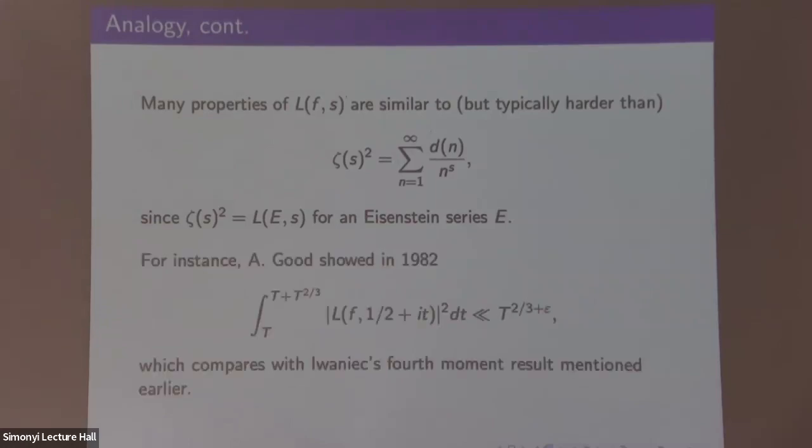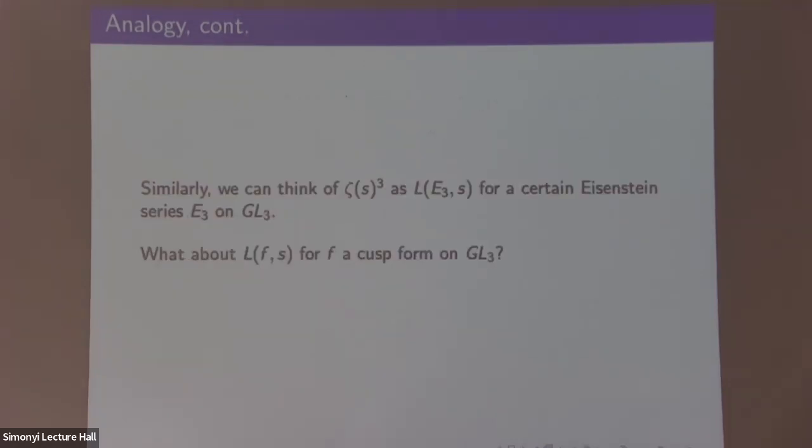cusp forms. And so there's an analog of Ivanyitz's fourth moment result, which is a second moment for a cusp form. If you formally take F to be an Eisenstein series, then this thing that I have right here is zeta to the fourth. And then this is exactly Ivanyitz's result, but for a cusp form. And Anton Good showed this back in 1982. So there are lots of these relatives, is the point that I'm trying to make.